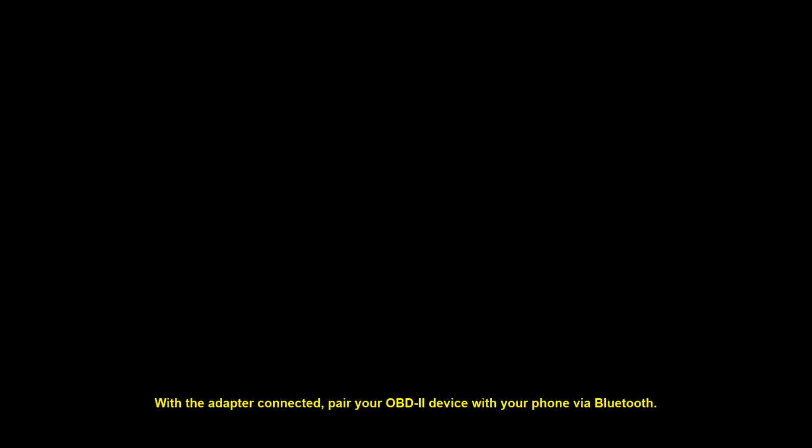With the adapter connected, pair your OBD2 device with your phone via Bluetooth. In the app, you should see an option to connect to the OBD2 adapter. Select the adapter from the list of available devices. Once connected, you will be presented with various diagnostic options.